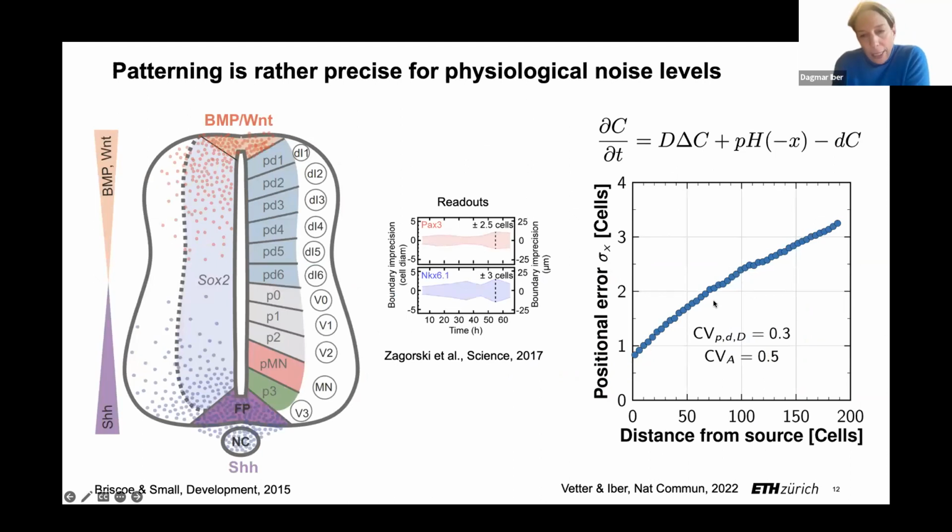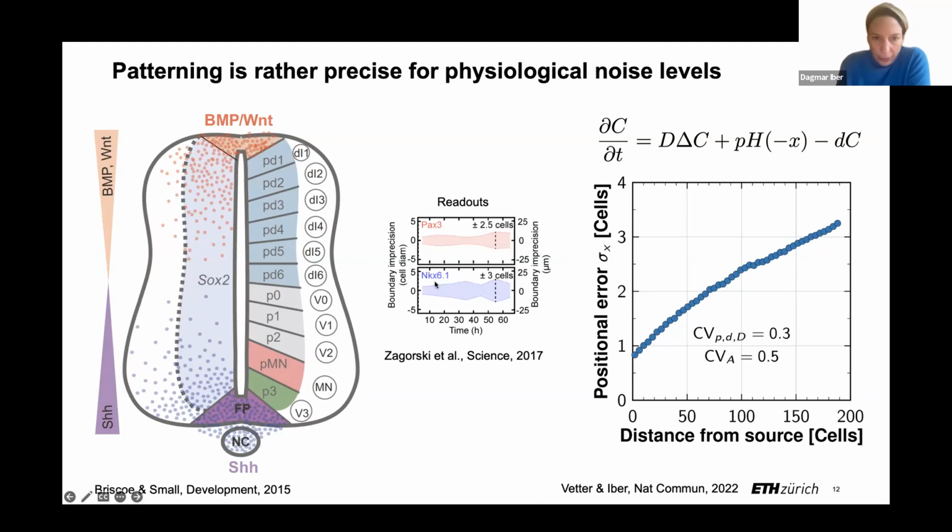And when we do that, we're getting this here. So you see the CV value is about 0.3 here. And so as we move further from the source, the positional error increases. That's to be expected. But you can see the positional error is less than about 3-4 cell diameters, even at a huge distance from the source.